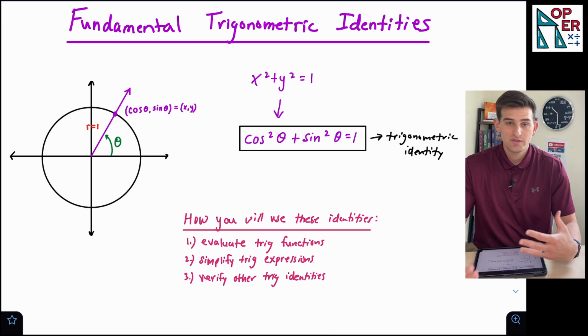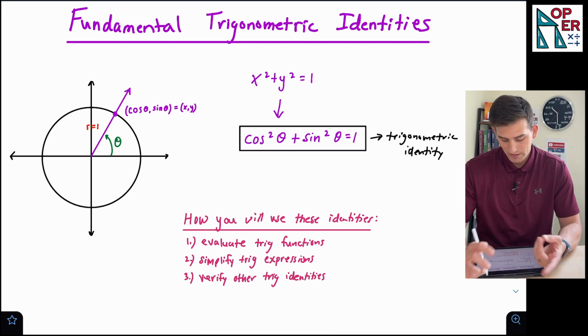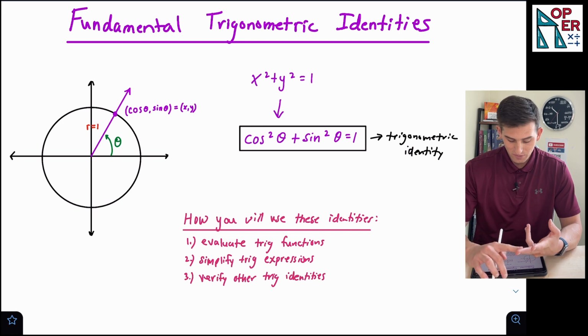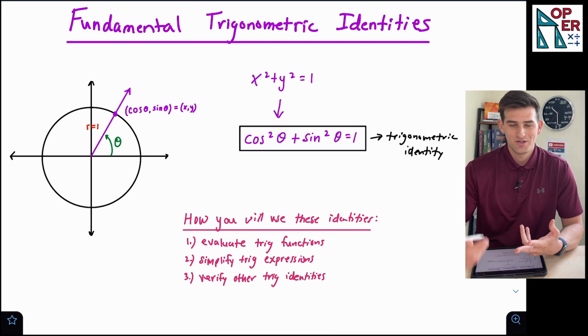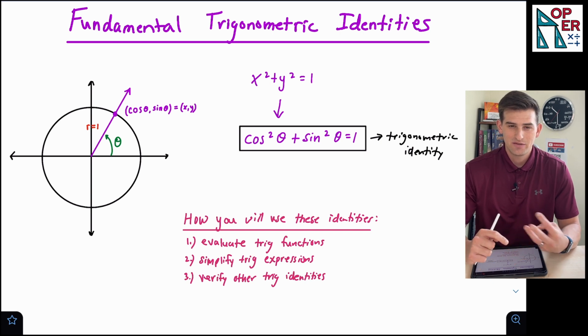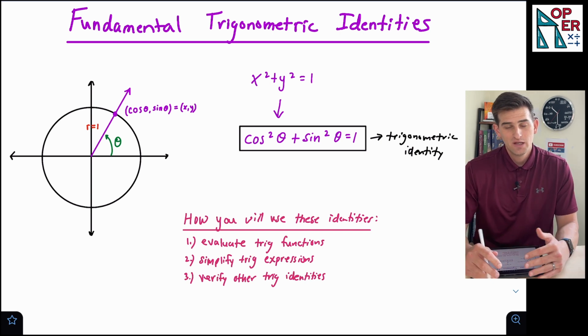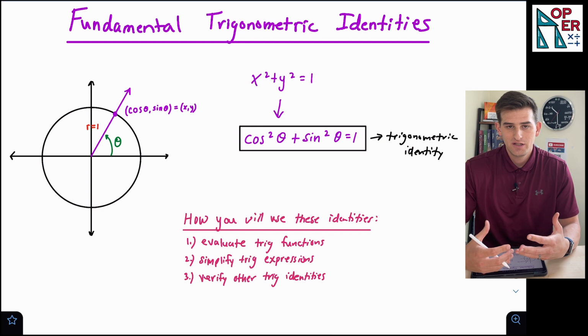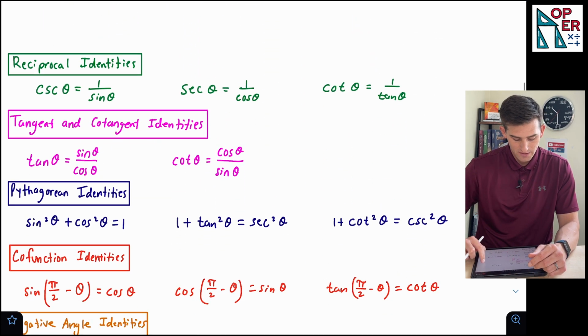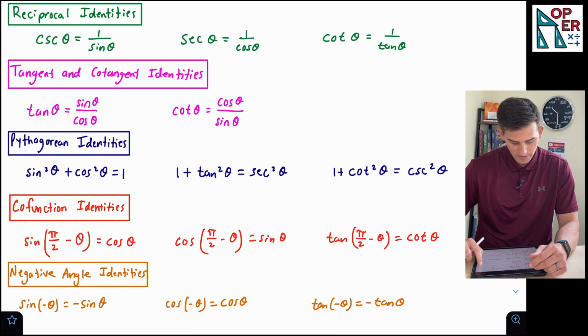And how are we going to use these following identities? Well, number one, we can evaluate trig functions. We're going to do a separate video on that. We can simplify trig expressions, also a separate video. And then we can verify other trig identities. So we're going to make 3 other videos off of this one. But for right now, this is just a summary video of all of the different identities that we're going to be working with. So down here we see the rest of the identities that we're going to be talking about.